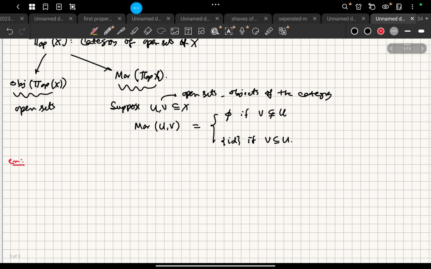We can check that. It's an exercise. Check that the topological space X is a category with respect to the objects and morphisms defined above. Okay.